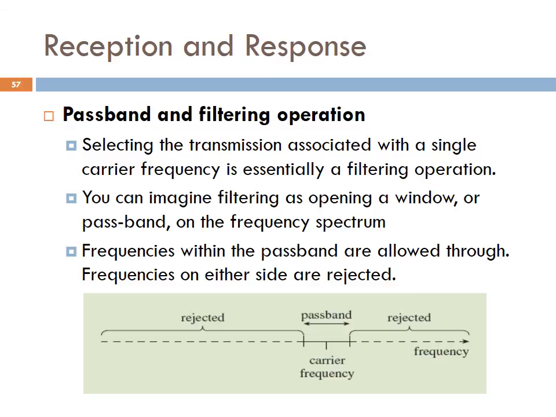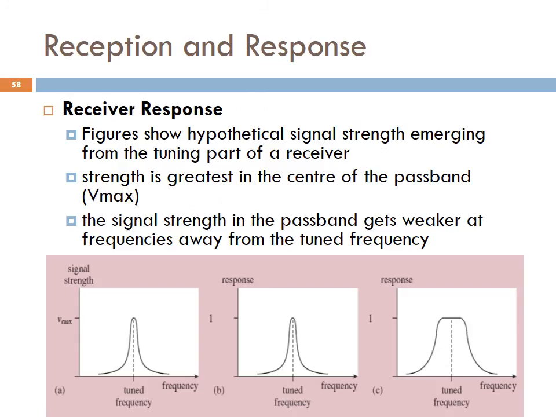What about the reception of the modulated signal? Selecting the transmission associated with a single carrier frequency is essentially a filtering operation. You can imagine filtering as opening a window or passband on the frequency spectrum. Frequencies within the passband are allowed through. Frequencies on either side are rejected. But the problem is not as simple as that.